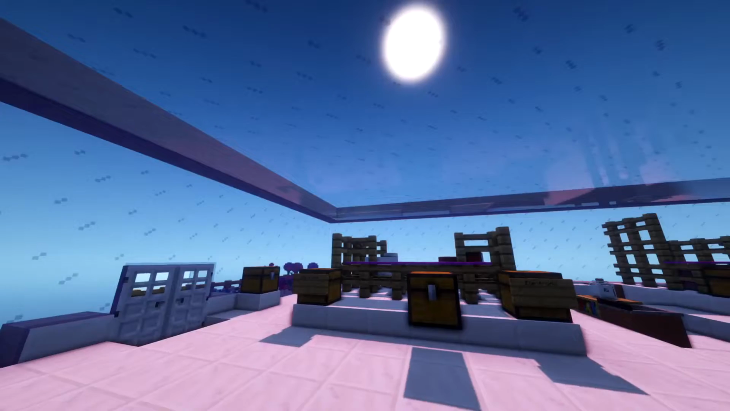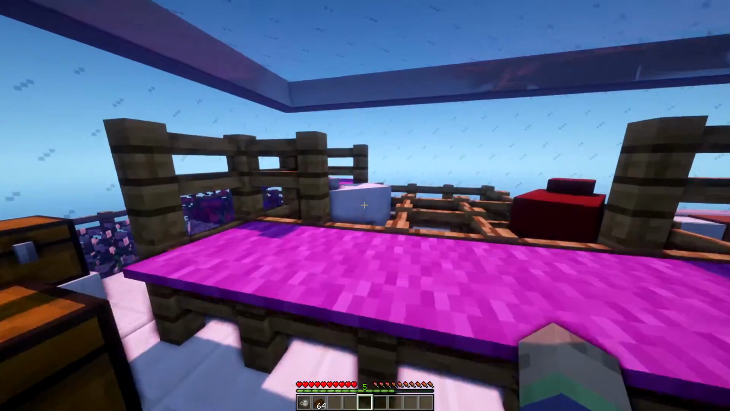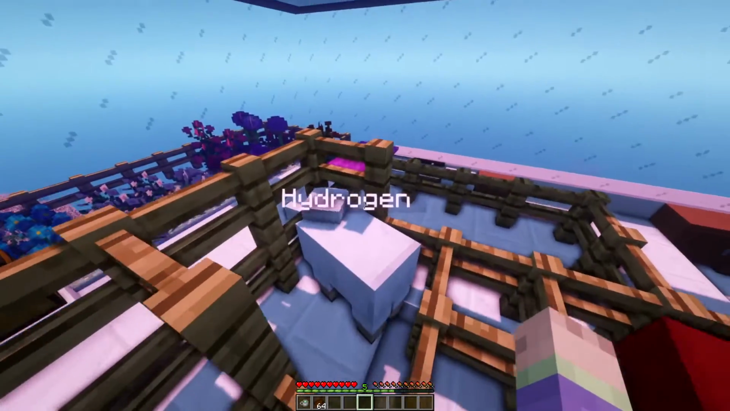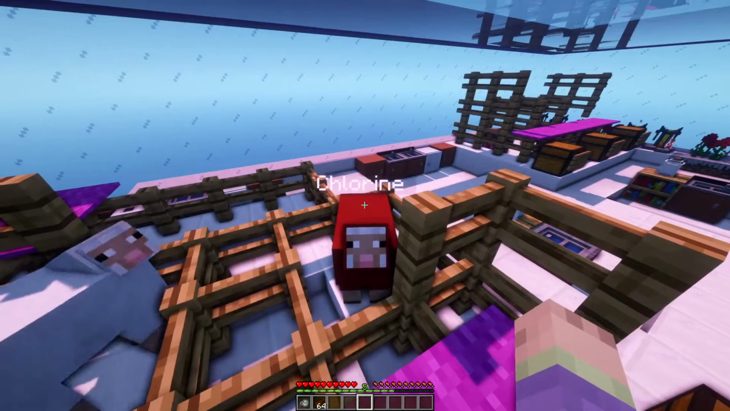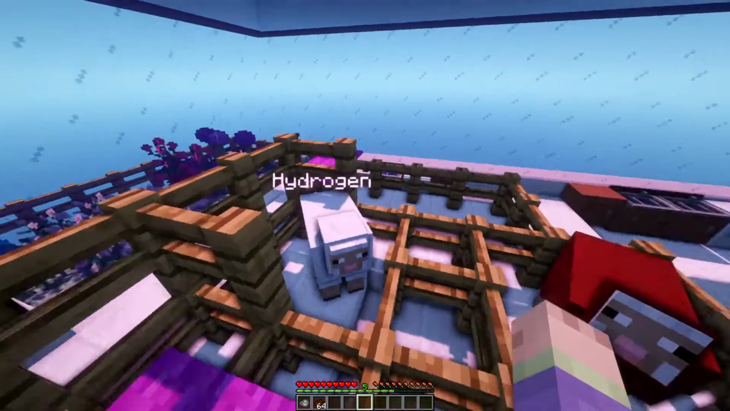stable. And for our covalent bond example, we're going to have Mr. Sheep over here, hydrogen, and Mr. Sheep, chlorine. So let's give a background explanation of these two different sheep.